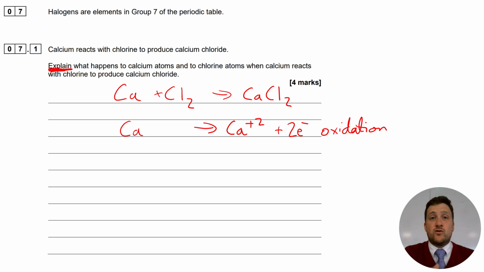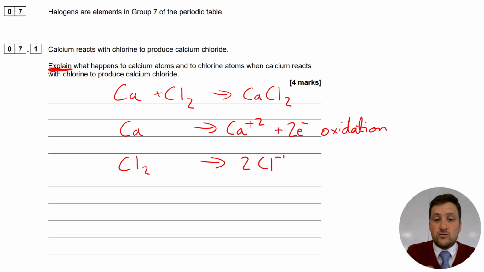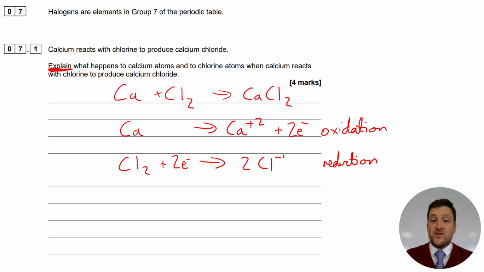This is why half equations are so useful, so powerful, because we can use them to explain a lot of what is happening. If we use our other one, we now have chlorine. What is happening to our chlorine? Well, it's actually turning into 2 chloride ions. If the first one of calcium was oxidation, this one is going to be reduction, and reduction is gaining electrons, which means it's going to gain electrons on this side. If all you write is this, you have answered every single little bit.